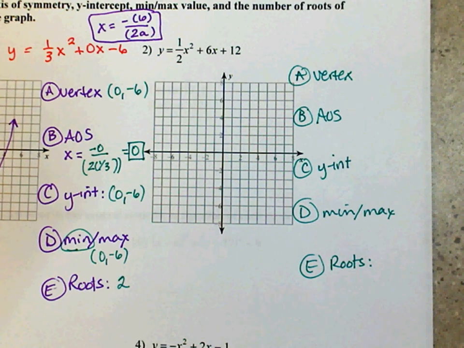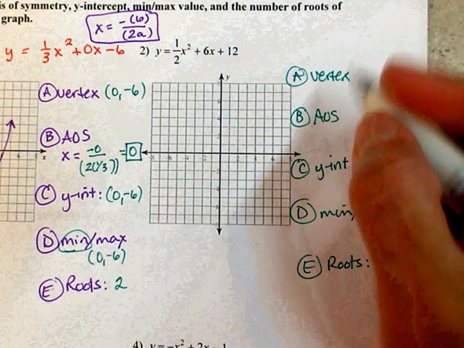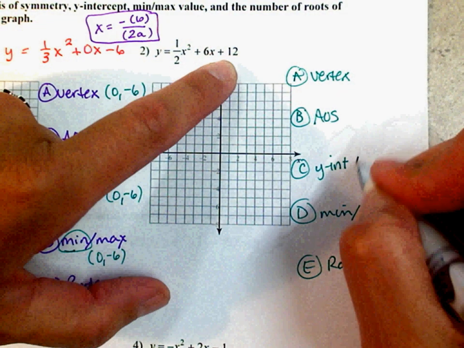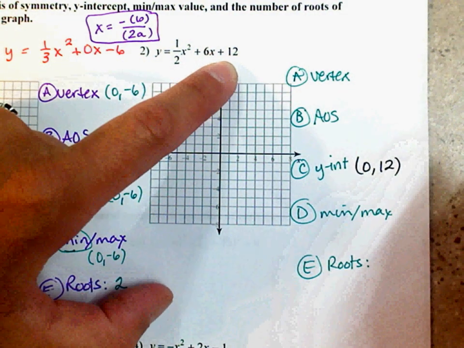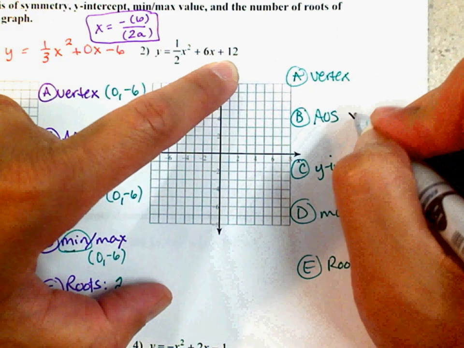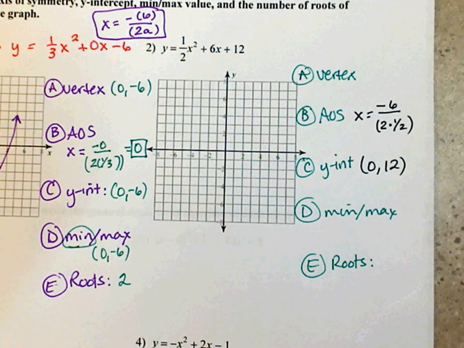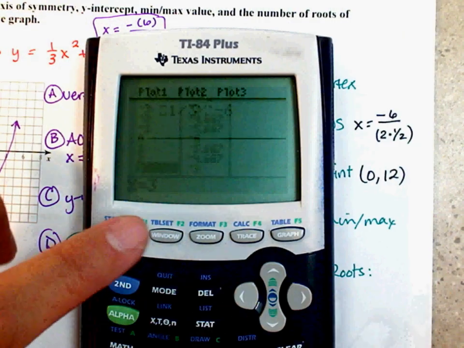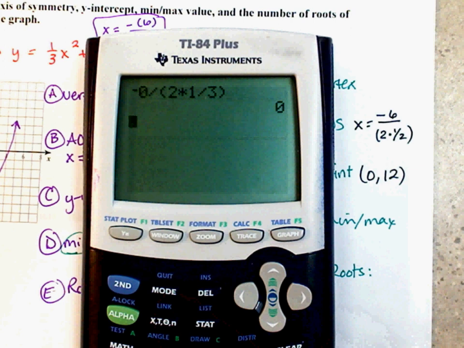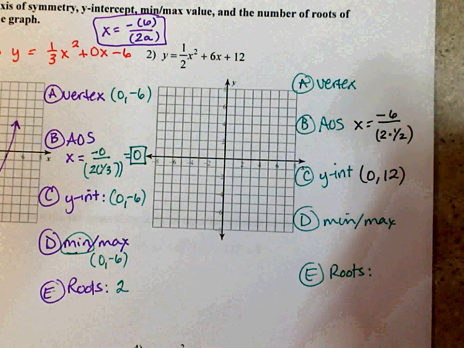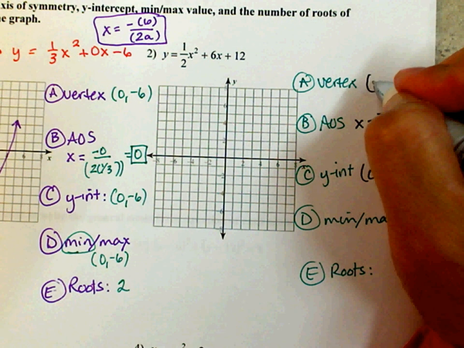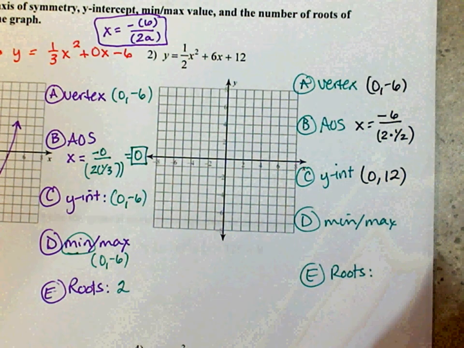Here we go. Axis of symmetry. By the way, your y-intercept's right there, so you can go ahead and put 0, 12. Finished. Okay? So x equals negative 6 over 2 times 1/2. Just like that. Go to your calculator, get out of it, second quit. Negative 6 divided by 2 times 1 divided by 2. Yep, and that comes out to be negative 6 also. Pretty cool. So your vertex is 0, negative 6, okay?